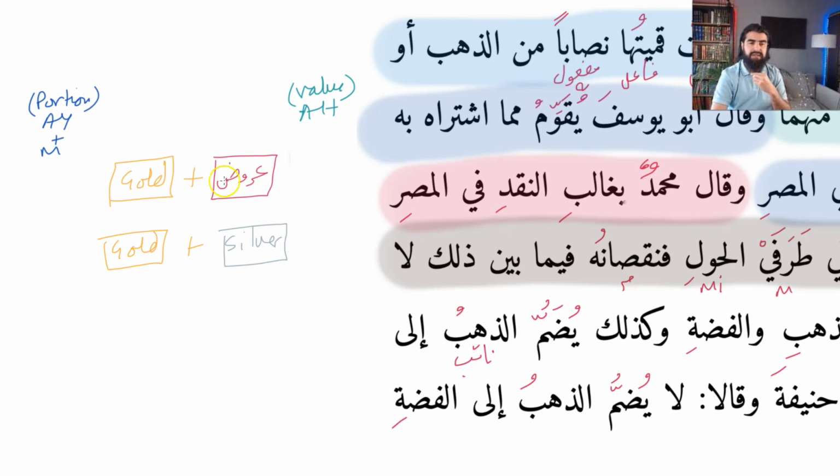Let me explain this. Let's say I have gold, and on its own the gold is not enough. The gold nisab is 20 mithqals. I have to have 20, and I don't have 20 of gold. And the silver nisab is 200 dirhams. So how do I work this out? In this case, Abu Hanifa says you work out the gold. Let's say the gold is 15 mithqals, 5 less.